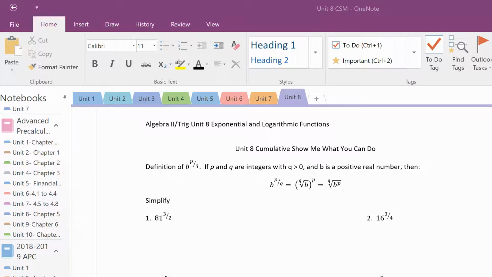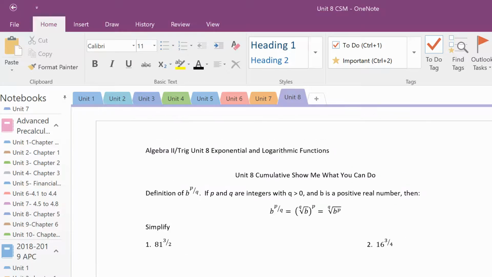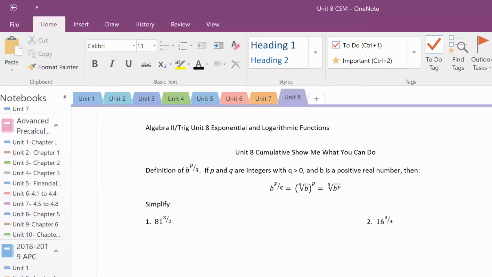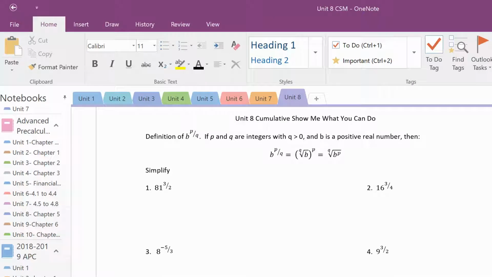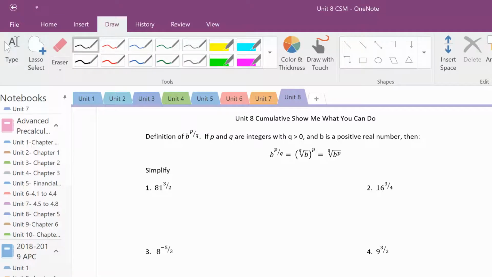Welcome to today's video on the start of Unit 8, which will start talking about exponential expressions, and then we'll get into equations and then logarithms. So first, let's talk about fractional exponents.